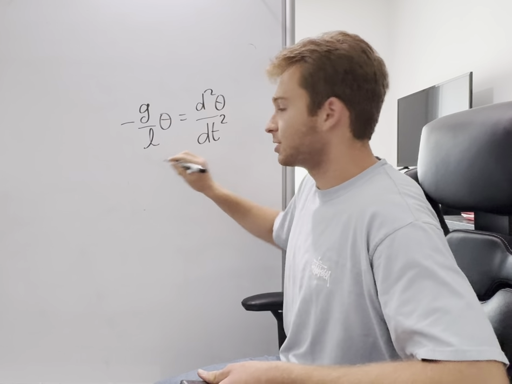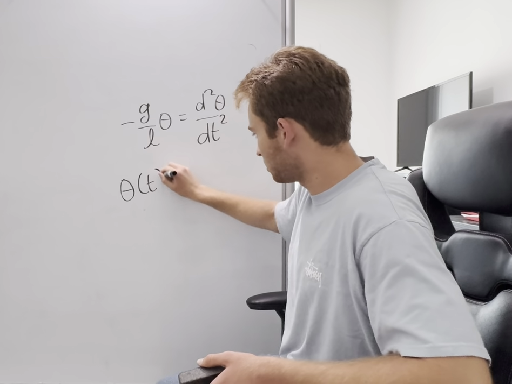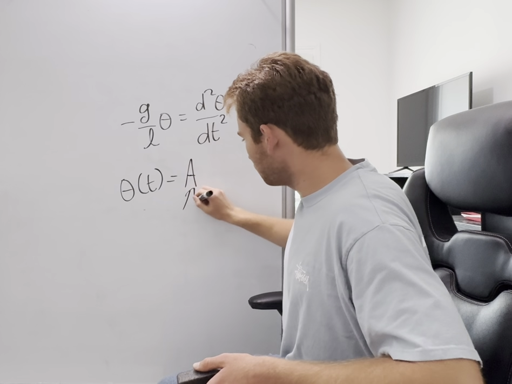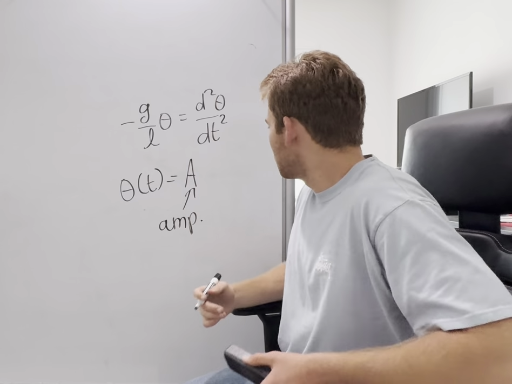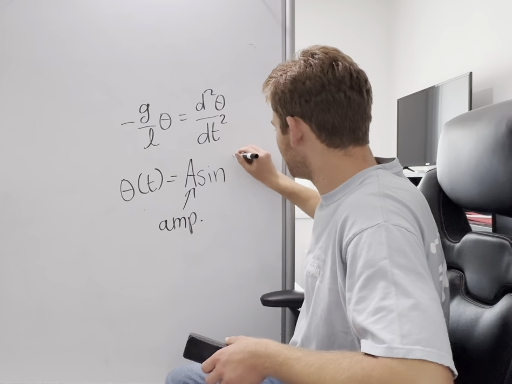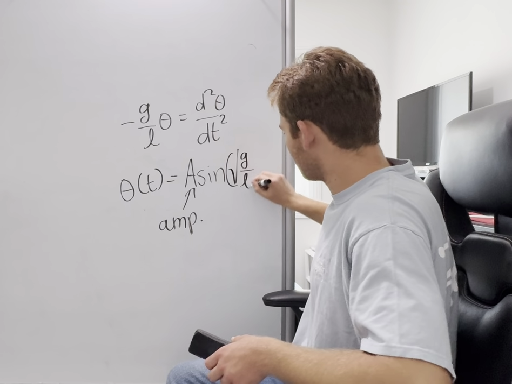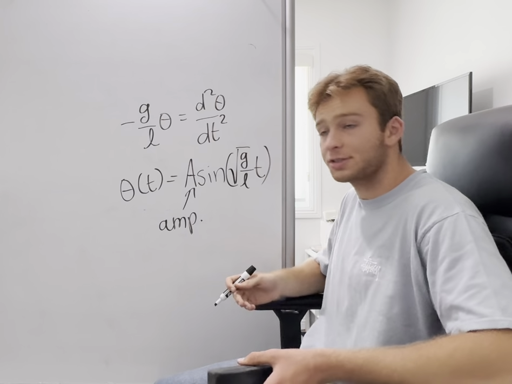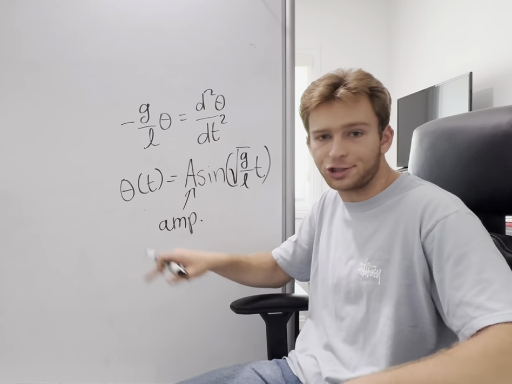The solution to this differential equation is theta of t is equal to A, where A is the amplitude of our wave, times sine of the square root of g over L times t. And that's the solution to our differential equation. That is the equation of motion that describes our pendulum system.